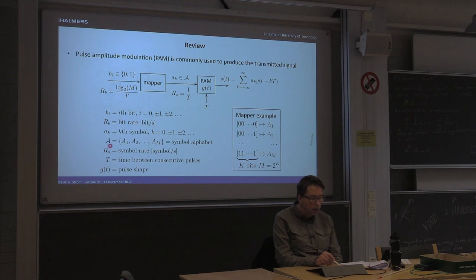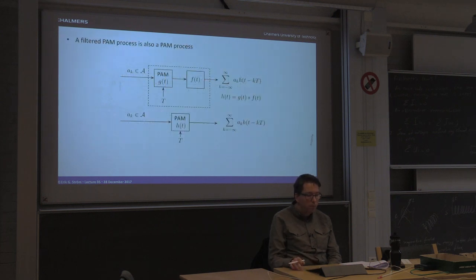This calligraphic A here is the set of all of these amplitudes, A1 through AM, the ones that we use in the mapper. This is called the symbol alphabet, and we'll see the importance of that a little bit later. Okay, questions on this? No, okay.